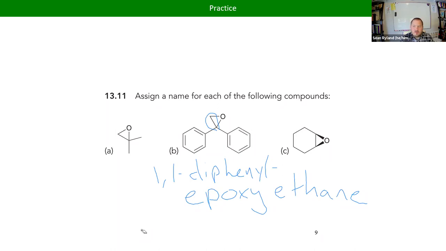Do we need the numbers for diphenyl? Is there another way they could be arranged? When you have di on there, that usually means you need to be more careful with your numbers, because you could have 1,2-diphenyl epoxy ethane, right, if your phenyls were on opposite carbons. So we do want to specify 1,1-diphenyl epoxy ethane. We don't need to specify the numbers for the epoxy group because it's ethane. There's only 2 carbons on ethane, so there's only 2 carbons for the epoxy group to be bonding between.